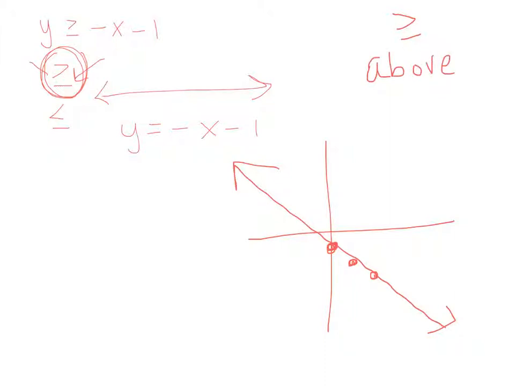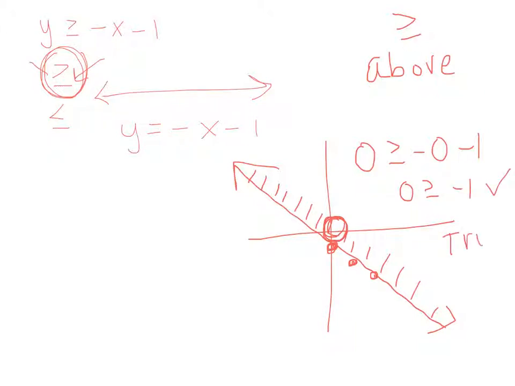So if you look at this line, this part up here would be the part that's above. Okay, but let's say you're not sure you picked the right part. What you can do is find a point in that region, and I'm going to pick 0, 0, which is right here, and that's going to be the easiest one to check. I'm going to plug it in. 0 is greater than or equal to negative 0 minus 1. 0 is greater than or equal to negative 1. So that is indeed true.